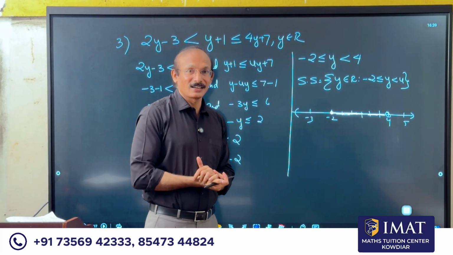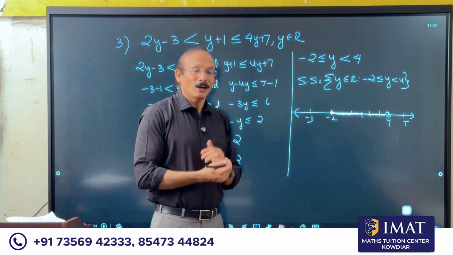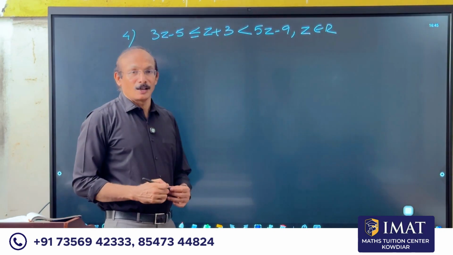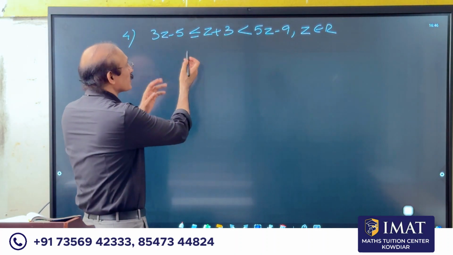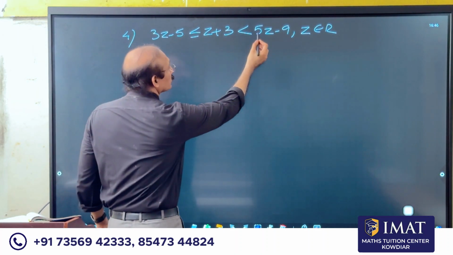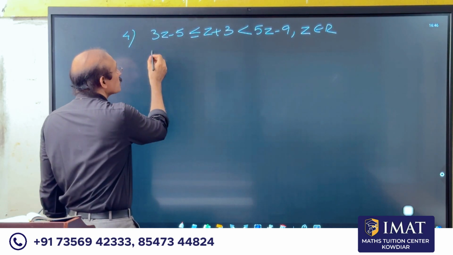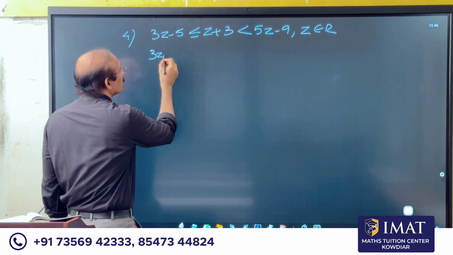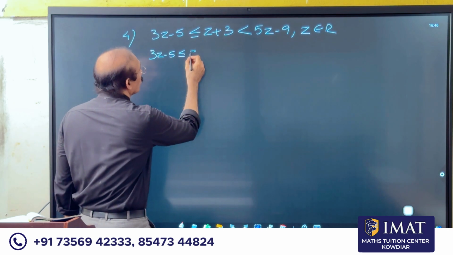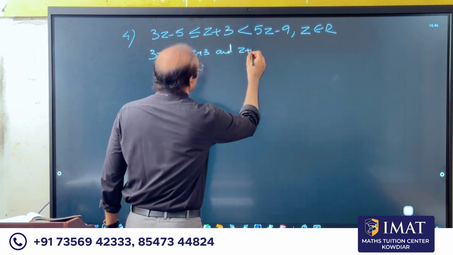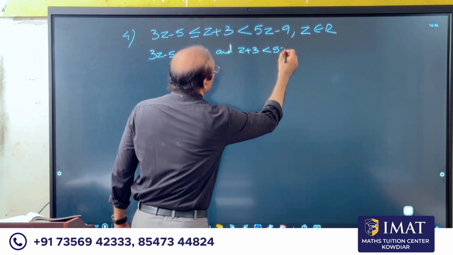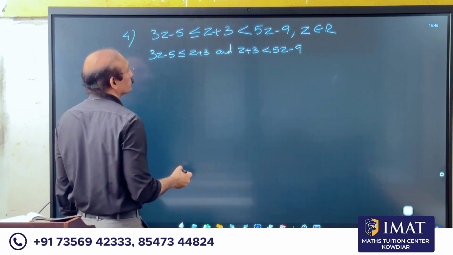I hope this question is clear to you. Now let us pass on to the next question. Hello children, now let us go to the next question. You see, it is just like the previous question. You see variables on all sides. So what you do is you just split it. 3z minus 5 less than or equal to z plus 3 and z plus 3 less than 5z minus 9.